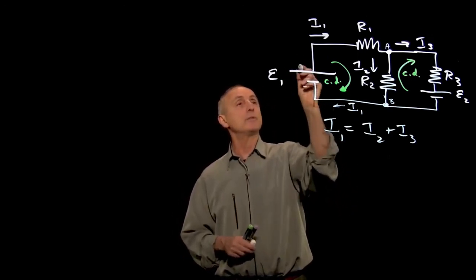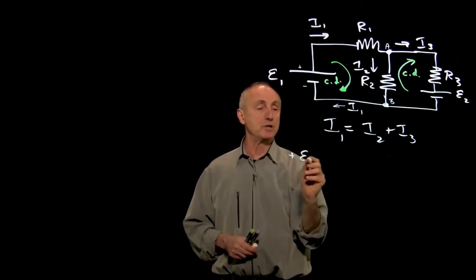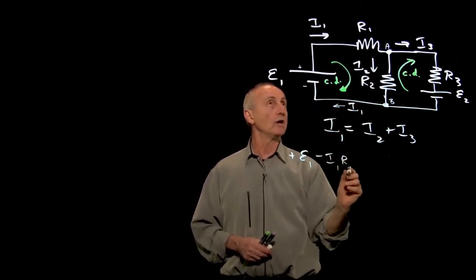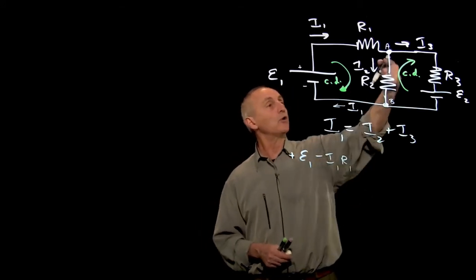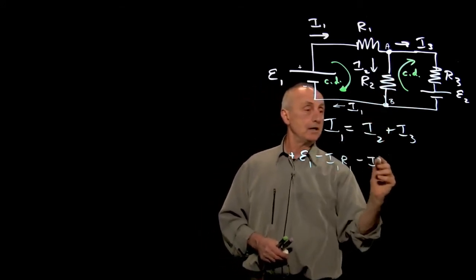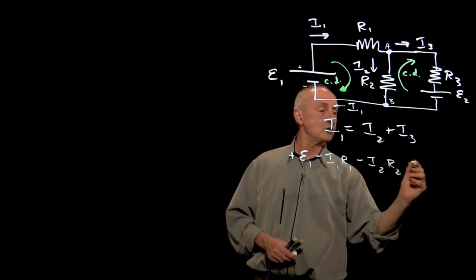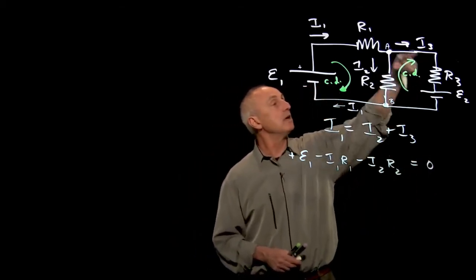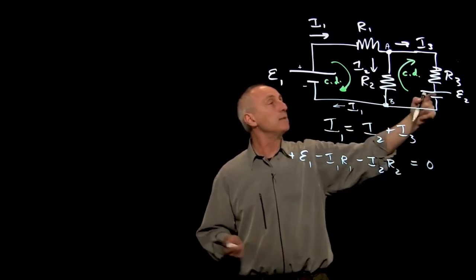We cross the battery from the negative to the positive terminal. So we have plus E1. We're crossing the resistor in the direction of the current, minus I1 R1. We're crossing resistor 2 in the direction of the current, minus I2 R2. That's our first equation.